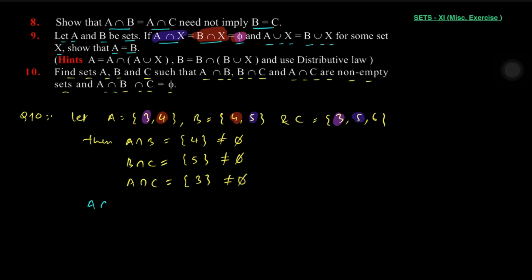Now what is A intersection B intersection C? So this will be the common elements in set A intersection B and set C, and we can find that there is no common element, so this will be equal to an empty set. So here the given condition is satisfied. Note that in this question we can choose some other such types of sets as well.